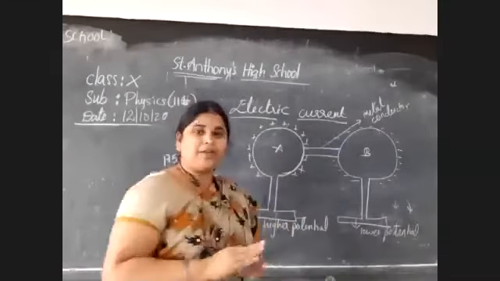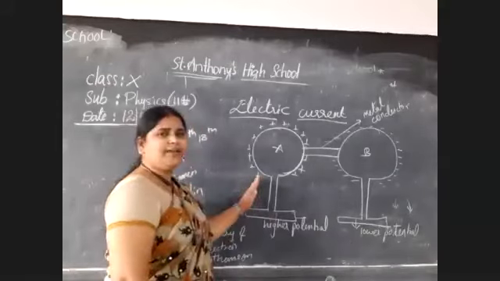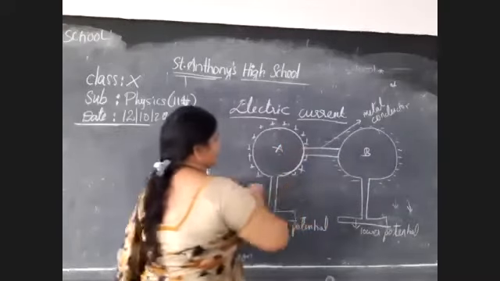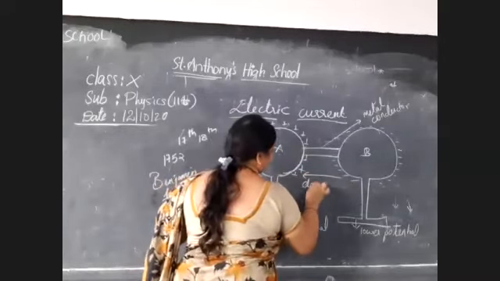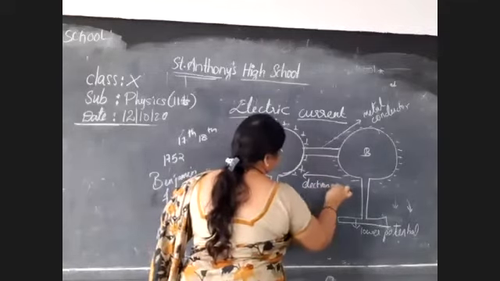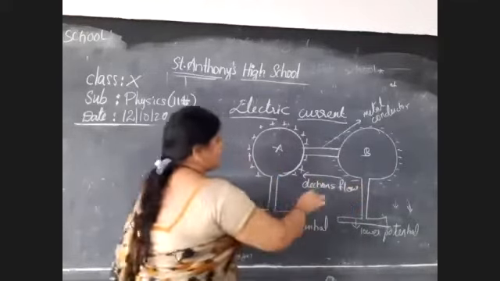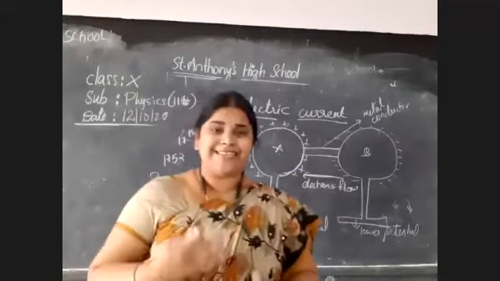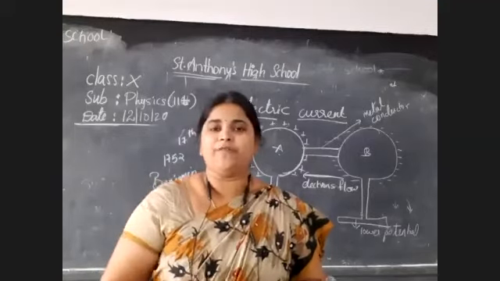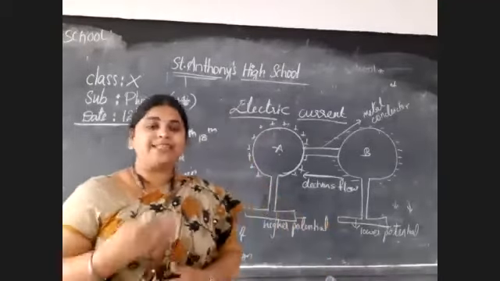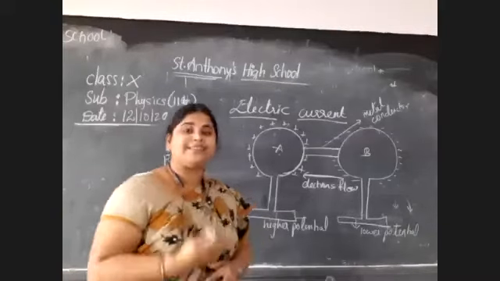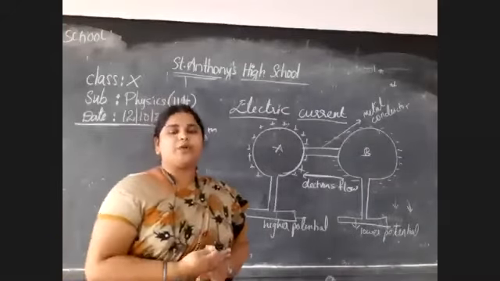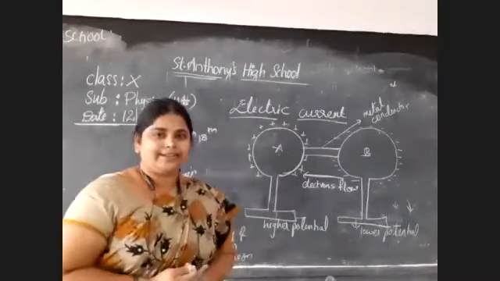But actually, the electrons flow from this sphere B to sphere A. Electrons flow in this direction, which means the flow of electrons is in the opposite direction of the flow of positive ions. And in the 17th and 18th century, they only considered these positive ions, and they considered that the flow of positive ions alone created the electric current.